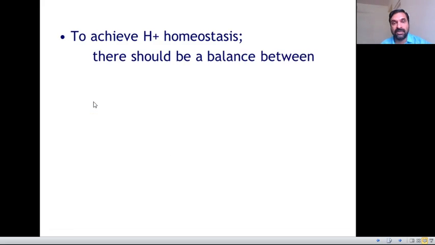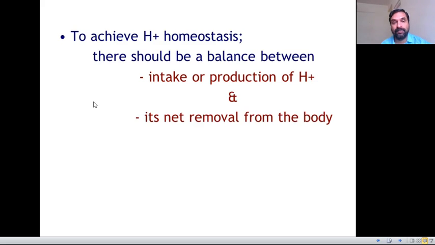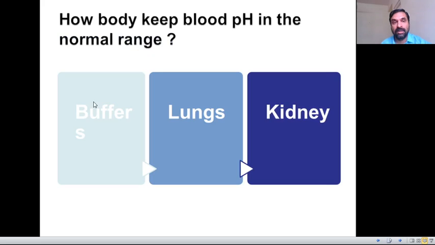To achieve H+ homeostasis, there should be a balance between H+ production or intake and its removal from our body. How does the body keep blood pH in a normal range? There are three systems, which I think you have already studied: body buffers, the role of the lung, and the role of the kidney. We are going to discuss them now.